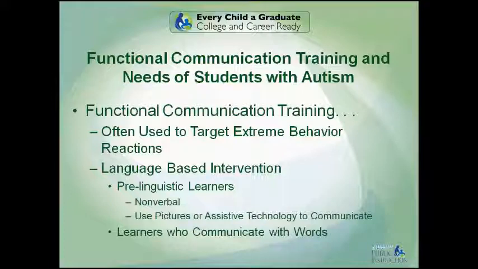So, when we talk about needs of students with autism, it is often used to target extreme behavior, as we said. I mean, that's usually where people really are interested in it. But we are going to be talking about those examples where you need to also be thinking about using it just for any more skillful communication that's going to help that student.